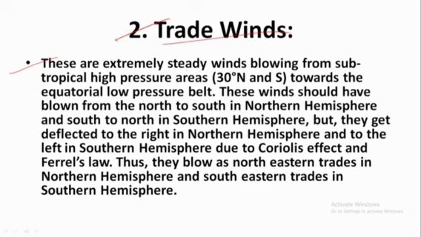Second one is trade winds. These are extremely steady winds blowing from subtropical high pressure areas 30 degrees north and south towards the equatorial low pressure belt. These winds should have blown from north to south in the northern hemisphere and south to north in the southern hemisphere, but they get deflected to the right in the northern hemisphere and to the left in the southern hemisphere due to Coriolis effect and Ferrel's law. Thus, they blow as northeastern trades in the northern hemisphere and southeastern trades in the southern hemisphere.